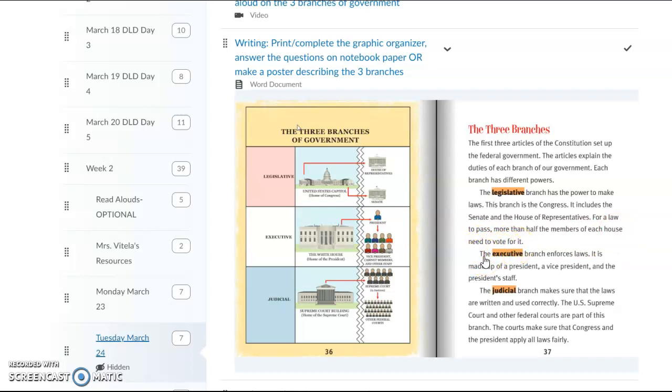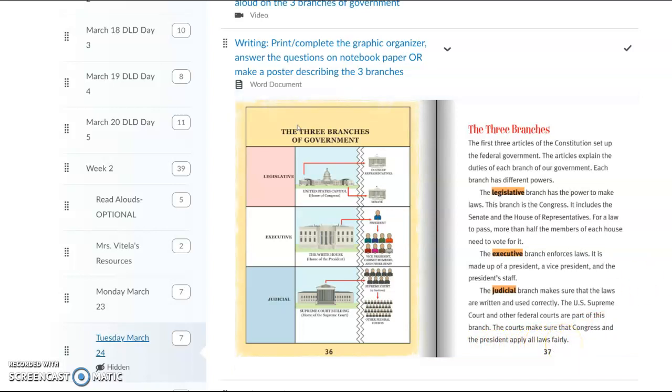The second branch, the executive branch, enforces laws. It is made up of a president, a vice president, and the president's staff. The judicial branch makes sure the laws are written and used correctly. The U.S. Supreme Court and other federal courts are part of this branch. The courts make sure that Congress and the President apply all laws fairly.